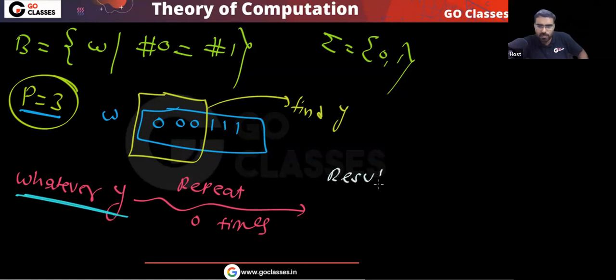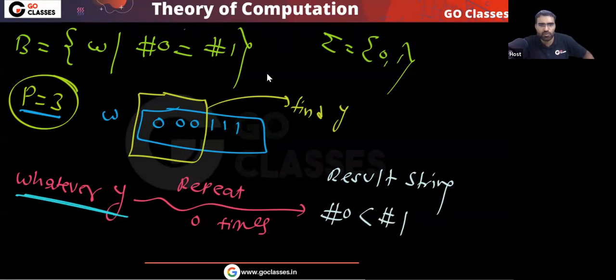If I repeat this 0 times, whatever Y you take, in the resulting string, what will happen? I can say the number of 0s will be less than the number of 1s, right? Whatever Y you take. For example, if I take this entire part equal to Y and I repeat it 0 times, then the resulting string will be 111.